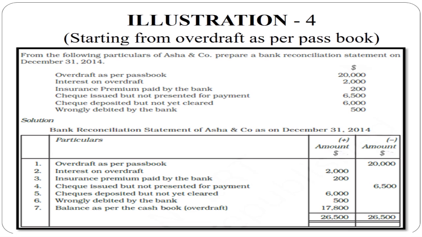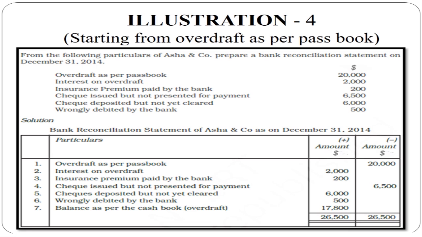The first entry will be overdraft as per passbook. Now, we will write it on the negative side as it is an overdraft. So, on the negative side, we will write $20,000. And first is interest on overdraft. Now, interest on overdraft is charged by the bank. It means our bank balance will be reduced by $2,000. So, as we know, we are solving this question on the base of passbook. We will have to increase the balance of passbook by $2,000.